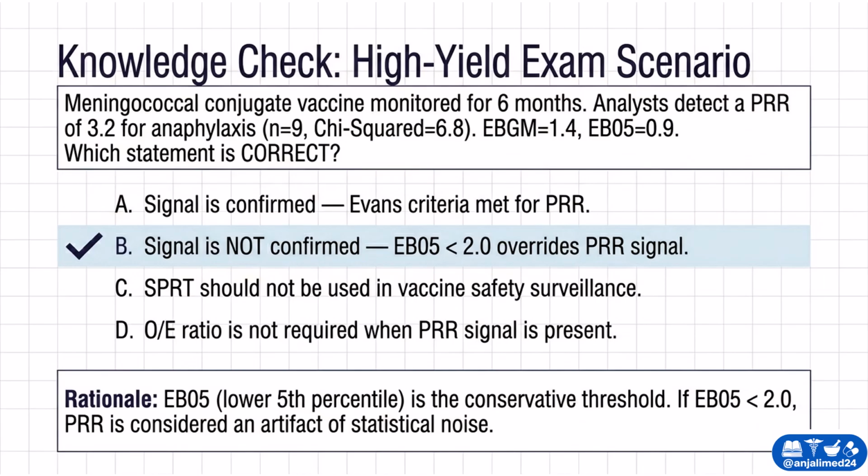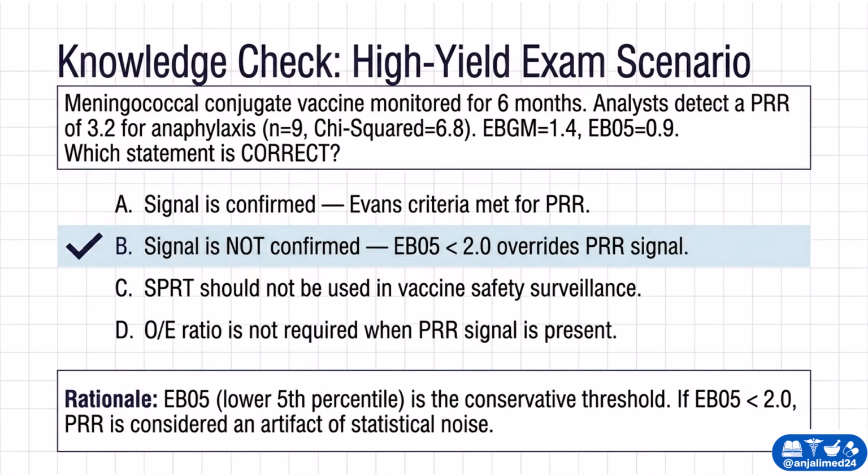Now, this is the critical detail. EB05 represents the lower fifth percentile confidence bound used in Bayesian signal confirmation. In systems such as the FDA FAERS, a confirmed robust signal generally requires an EB05 value greater than or equal to 2.0. Since the EB05 here is below 2.0, the Bayesian model suggests that the apparent PRR elevation may simply be due to random statistical fluctuation or small number noise rather than a true safety signal.